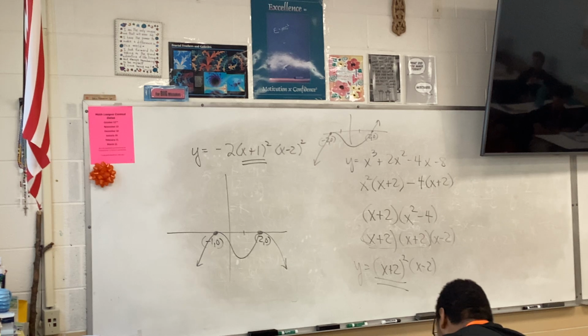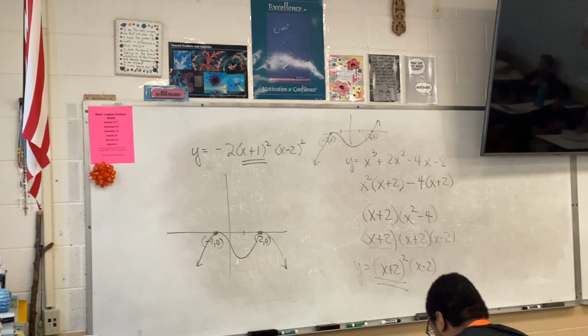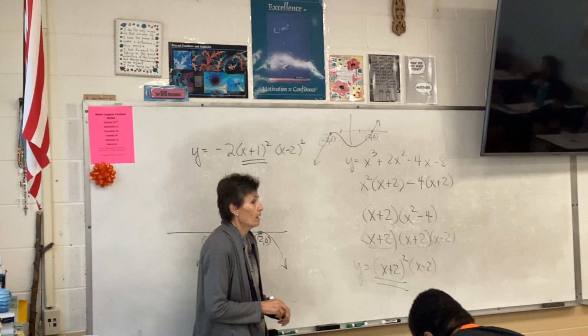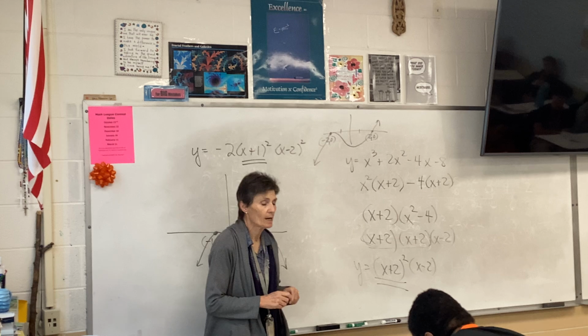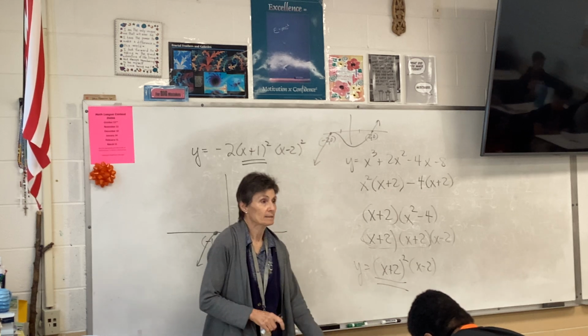One of the things that's happening is we're not labeling our points, so we need to make sure that we are labeling our points when we are graphing. We don't want to lose points for something like that. All right. Does anyone have any particular kind of problem that we need to practice?